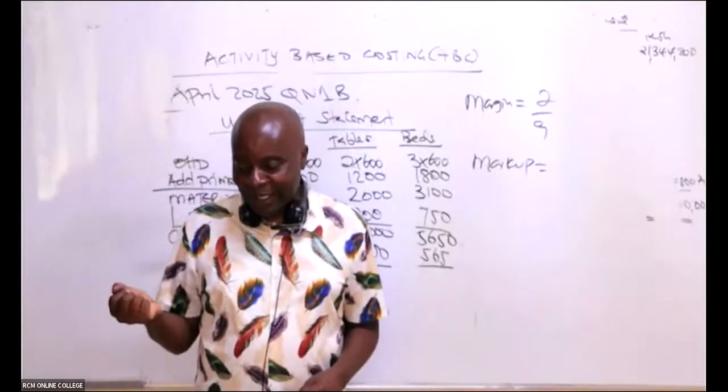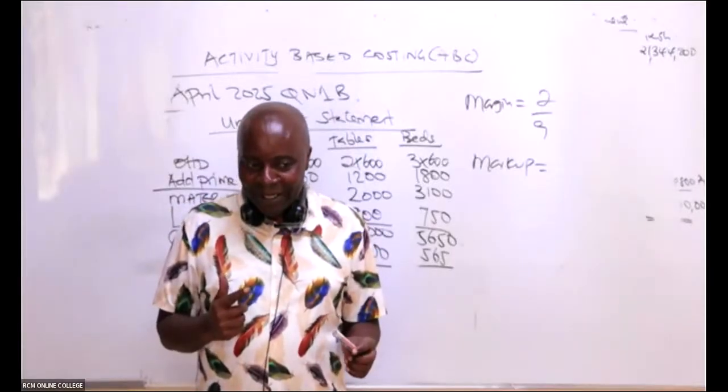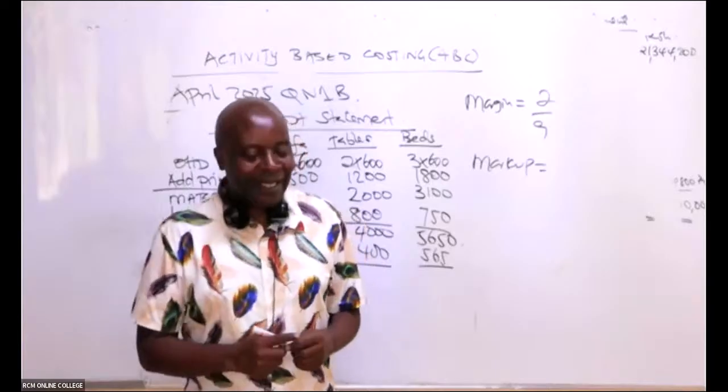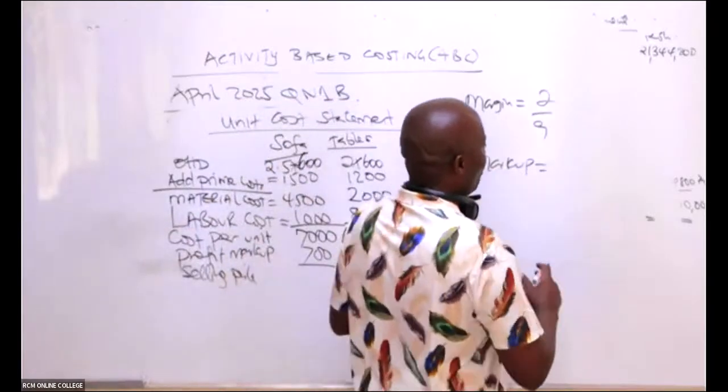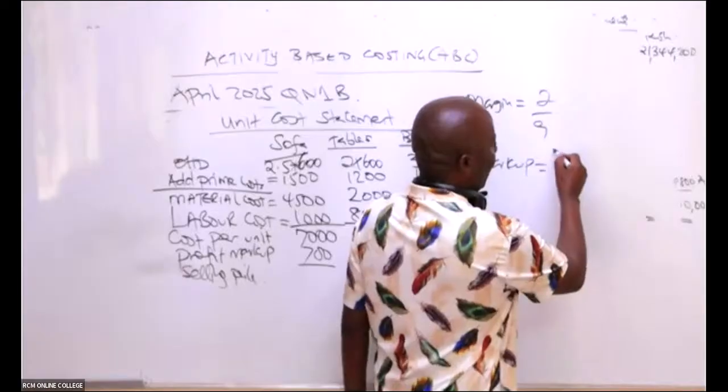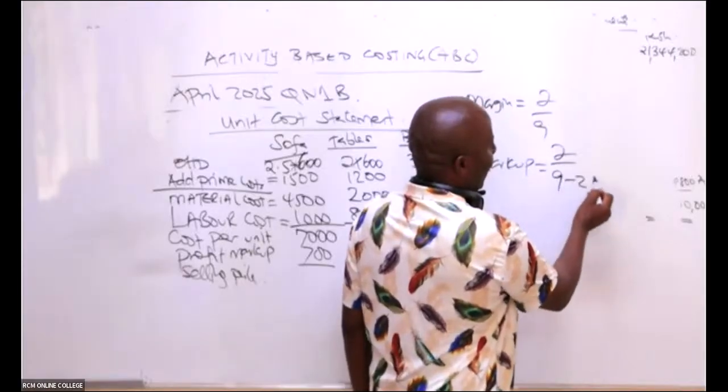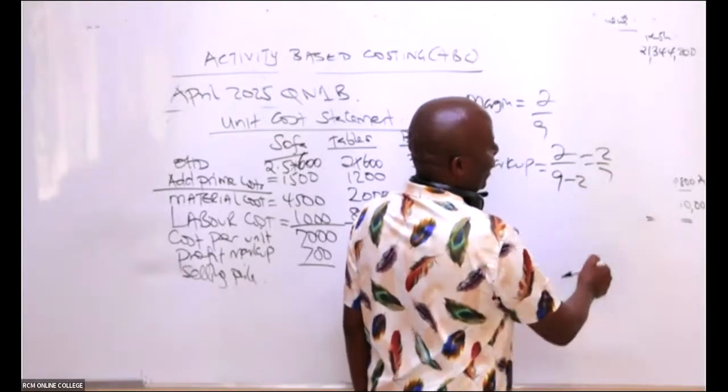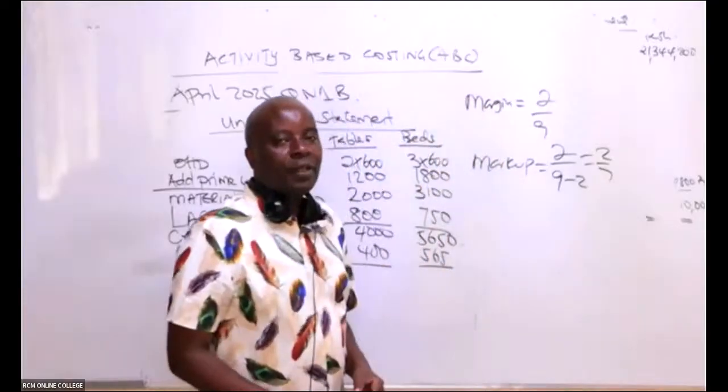Markup is a smaller one, isn't it? So markup, always the denominator is smaller. So it'll be 2 over 9 minus 2, which will be 2 over 7.